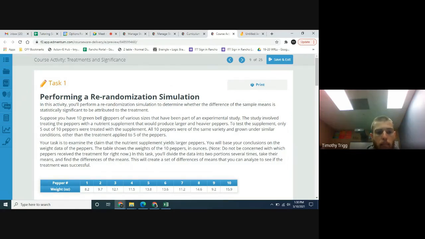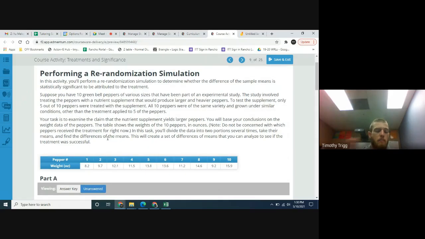Suppose you have 10 green bell peppers of various sizes that have been part of an experimental study. The study involves treating the peppers with a nutrient supplement that would produce larger and heavier peppers. To test the supplement, only 5 out of 10 peppers were treated with the supplement. All 10 peppers were of the same variety and grown under similar conditions, other than the treatment applied to the 5 of the peppers. Okay, so you have 10 peppers, 5 are the treatment group, 5 are the control group. So the ones that are the treatment group receive the growth supplement.